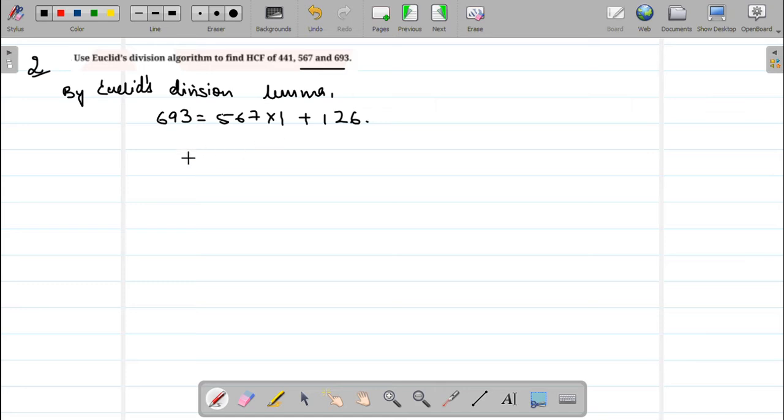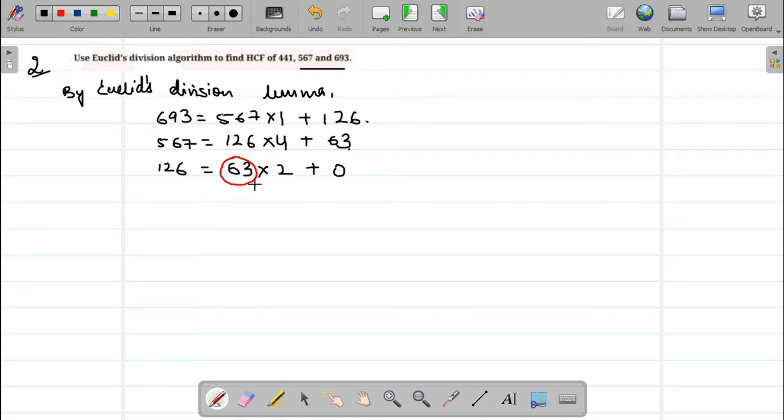126, if I subtract this. Now 567 is equal to 126 multiplied by 4, students, and we will have a remainder 63 now. Then again 126 is the dividend now, and 63 into 2 is 126, so multiplied by 2 plus 0. So my HCF of 693 and 567 is 63.